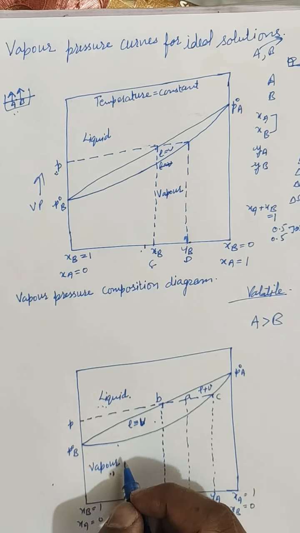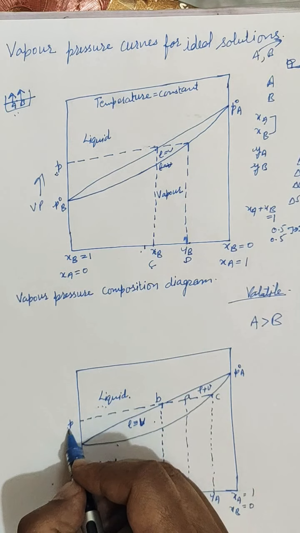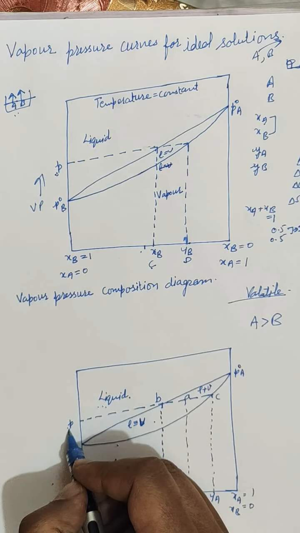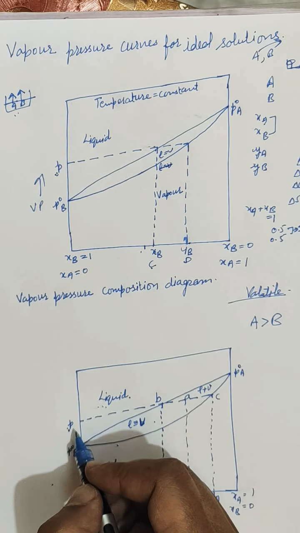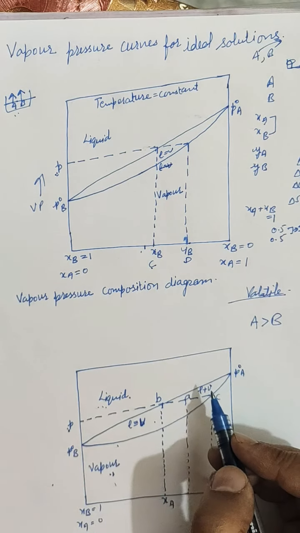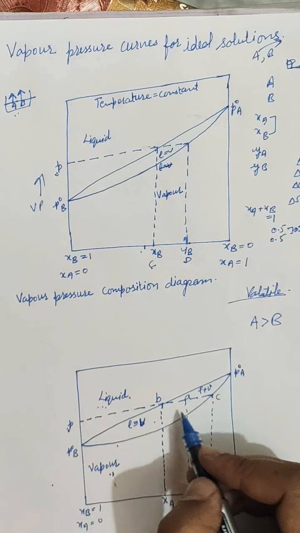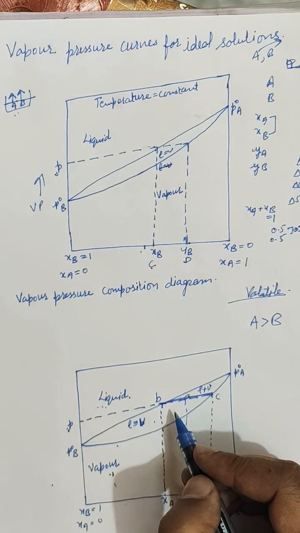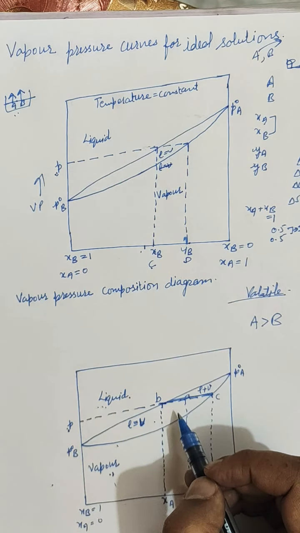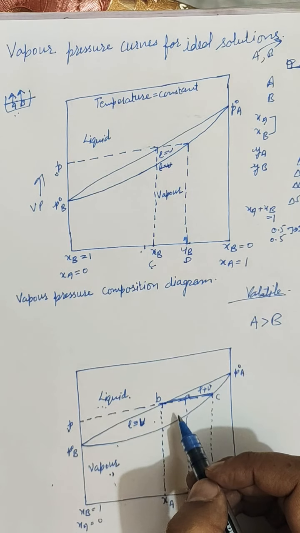So at any pressure, say P, the mole fractions of component A in the liquid and vapor phase are represented by the intersection points of the horizontal line called the tie line. This is the tie line passing through the point A. Let me repeat once again: at any pressure P, the mole fractions of component A in liquid and vapor phase are represented by the intersection points of the tie line passing through point A.